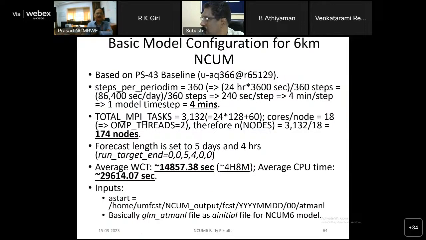Similarly, at NCMWF a 6 kilometer global model has also been developed, and it is much more computationally efficient. A one day forecast can be completed in around 2 hours, with a model time step of 4 minutes. The forecast reliability is also much better. It uses about 200 nodes and runs for 5 days.